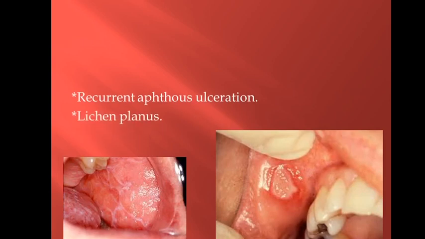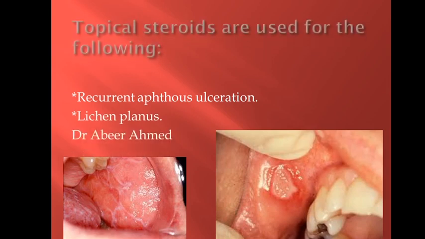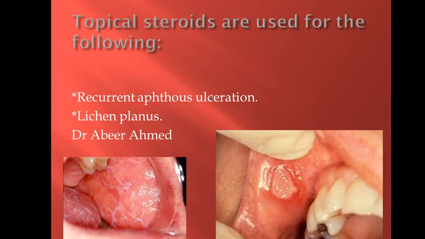The next thing we're going to talk about is the oral conditions for which a patient may be prescribed topical steroids. Topical steroids are used for the following diseases, like recurrent aphthous ulcer and lichen planus. This is an ulcer, this is how it looks, and here we have lichen planus. In case of lichen planus and recurrent aphthous ulcer, we give topical steroids.